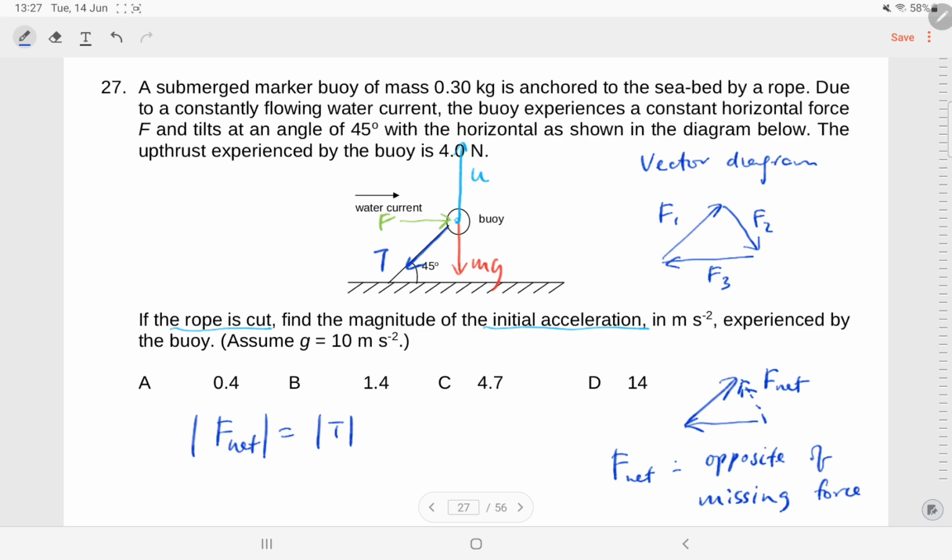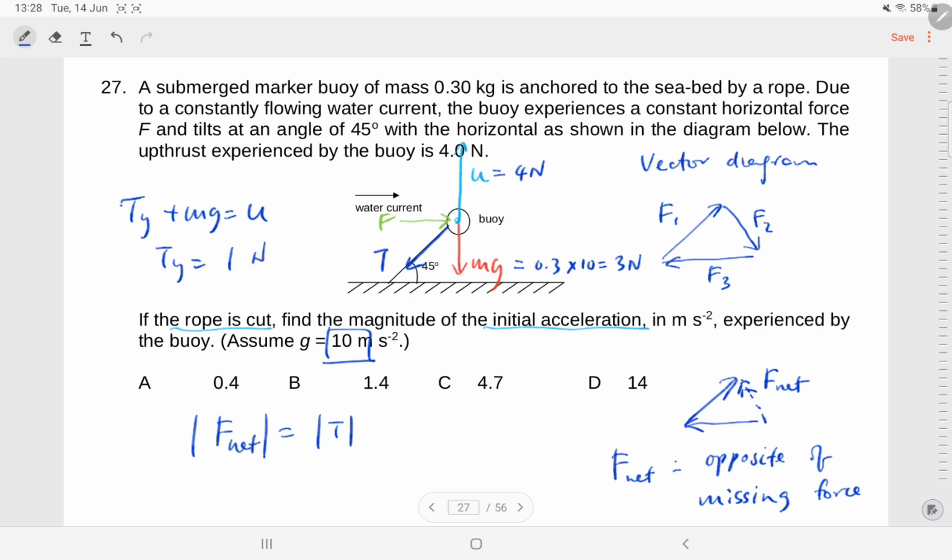So let's look at the forces in the y direction. We know something about the mg. mg is equal to 0.3 times g. In this case, g is given as 10. So 0.3 times 10 gives us 3 Newton. Upthrust is 4 Newton. And that will make Ty plus mg equal to U. That will make Ty just 1 Newton.